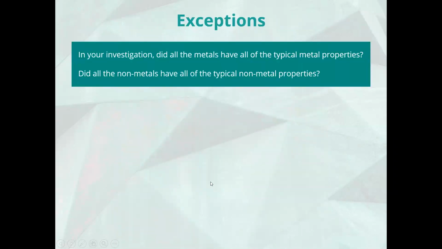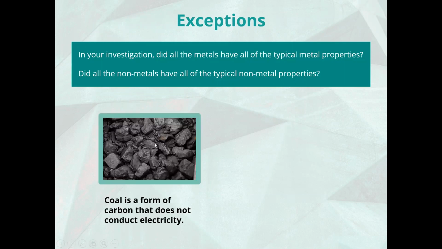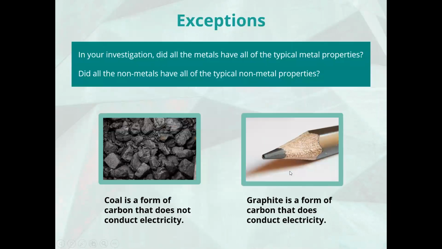But there will always be some exceptions. Some exceptions of metals and non-metals that don't follow those properties that are laid out. For example, coal is a form of carbon that does not conduct electricity. Carbon is a non-metal. Then you have graphite, which is also a different form of carbon. So both of these are different forms of carbon. The one conducts electricity and the other one does not.